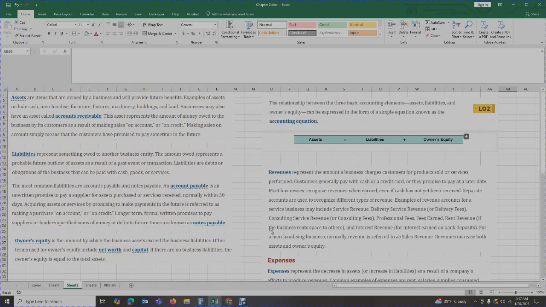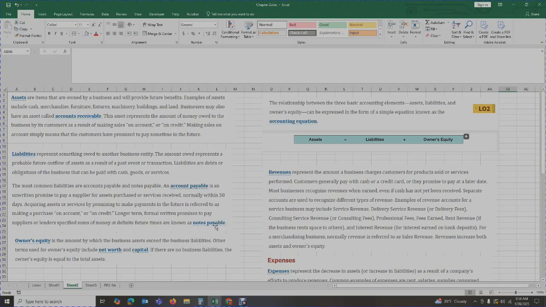Before we begin with the analysis of transactions, there's a lot of information provided. The first thing that we have to do is identify the different components of the accounting equation. The accounting equation is assets equal liabilities plus owner's equity. So we need to understand what an asset, a liability, and owner's equity are to be able to properly categorize our transactions once we have those transactions available.